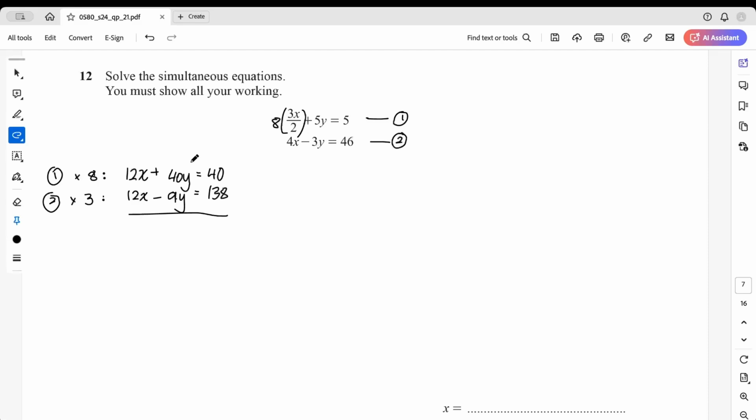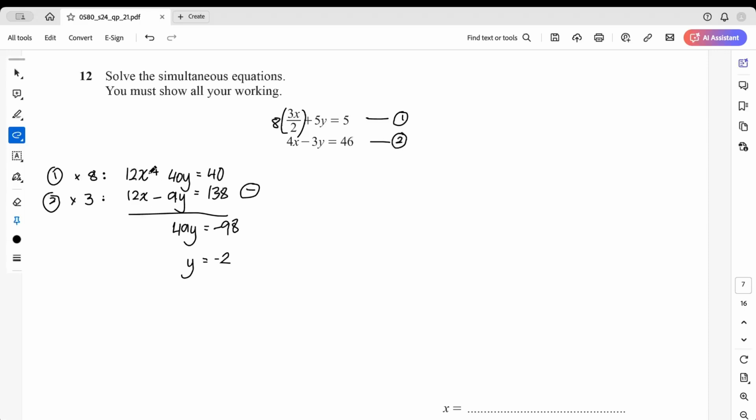I can straight away subtract them. So 12x minus 12x is 0 or nothing. 40y minus negative 9y, in this case is 40y plus 9y, 49y. And this 40 minus 138 will get me negative 98. So in this case, y equals negative 2.